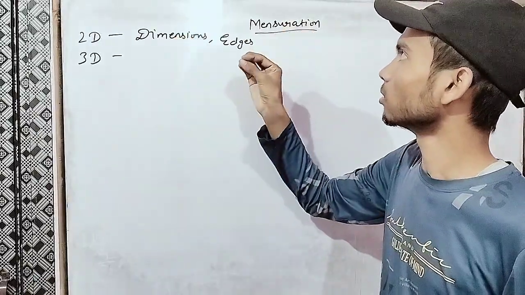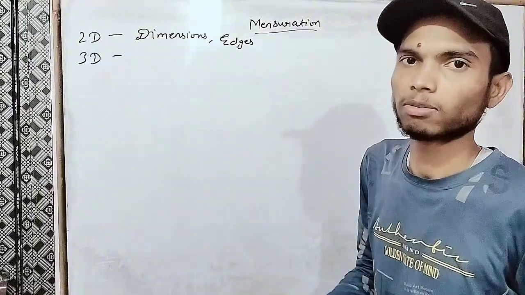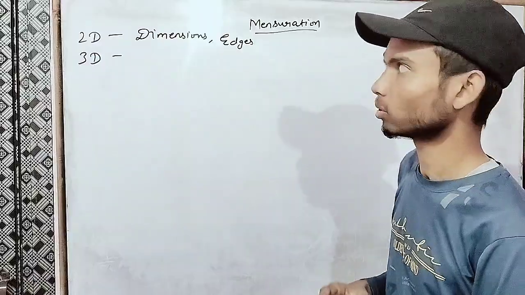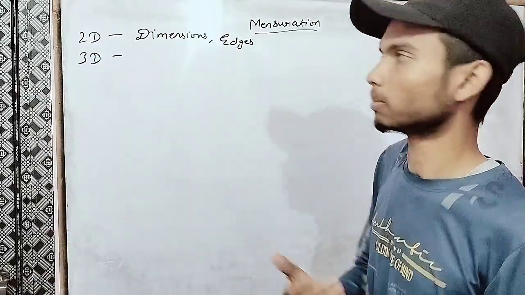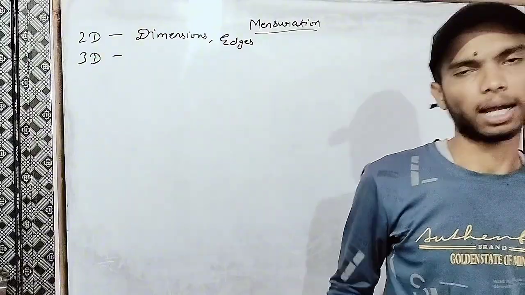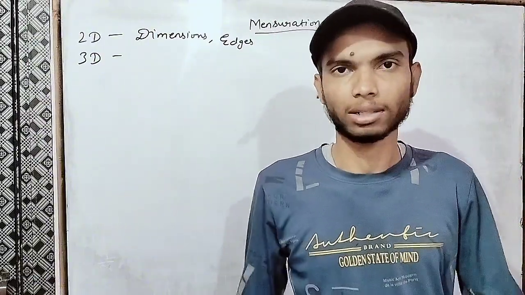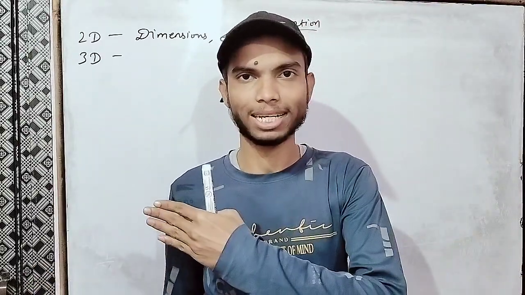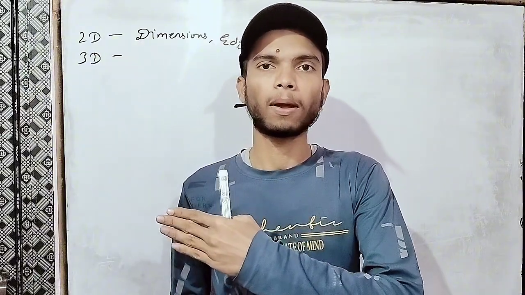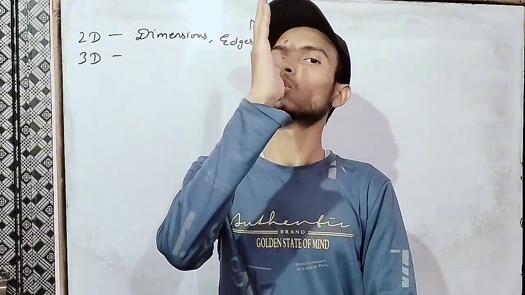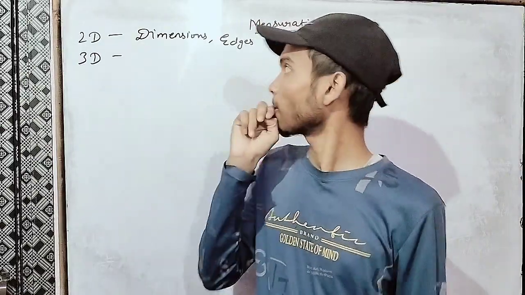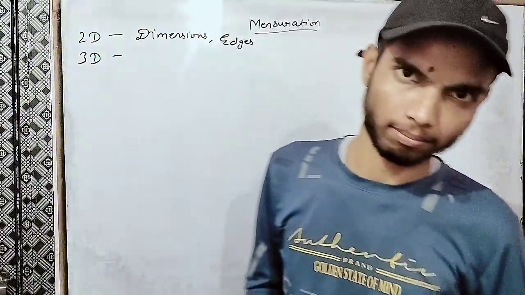In the measurement of solid shapes, we will mostly observe the perimeter of a solid shape and the area of a solid shape. These two are measurements. What are 2D and 3D? 2D means two dimensions: X-axis, Y-axis. X-axis is one dimension, and Y-axis is the second dimension. That's why there are two dimensions, and that's why it is said 2D.